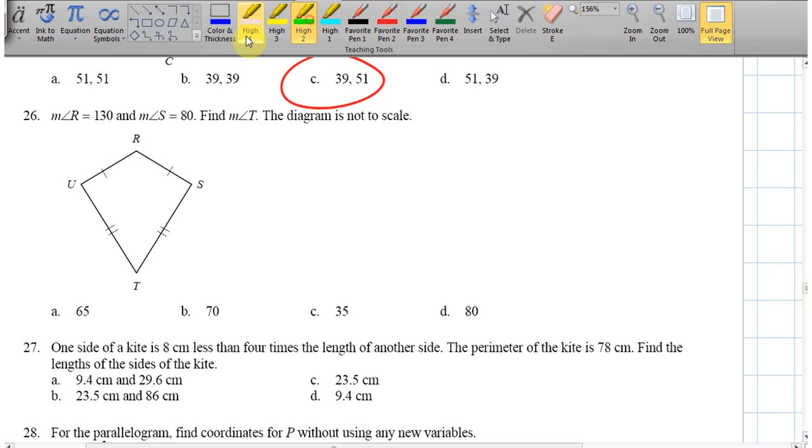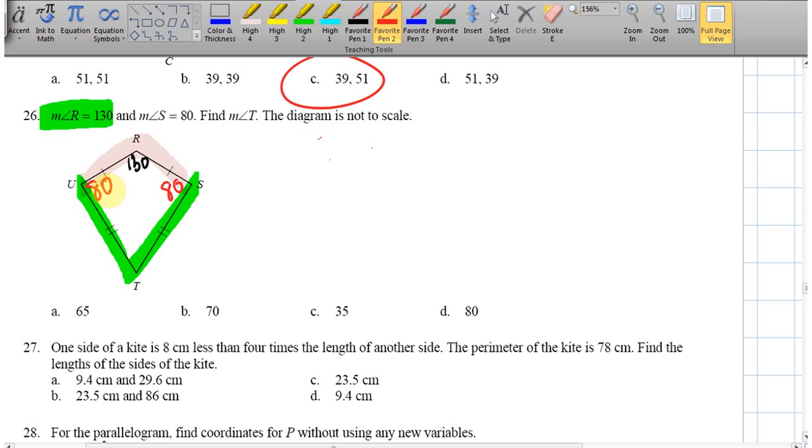26. R is 130, and this is a kite. Notice these two are the same, and these two are the same. It's a kite. Angle S is 80 degrees. Right away, I'm going to put an 80 over here. Why? Because in a kite, when the picture is oriented like it is, there's a mirror image on both sides, so if that side's 80, the other side is 80.